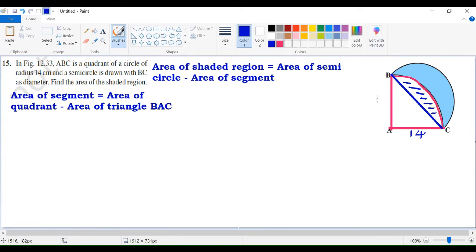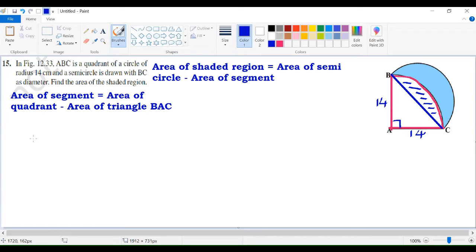Quadrant radius is given, but semicircle radius is not given. It's not that quadrant radius is 14, but we don't know BC. Diameter, that is the diameter of the semicircle. That radius is not given. That we have to find out. So that we will find later. First, let us find here area of the quadrant and area of the triangle. That information we have, we can find that.